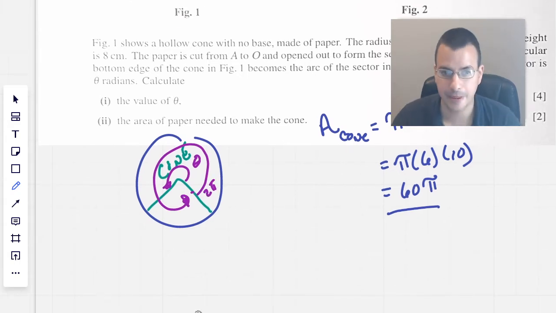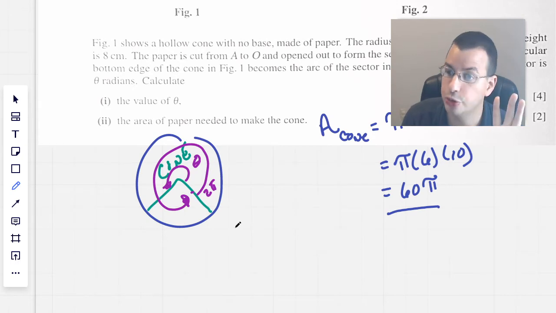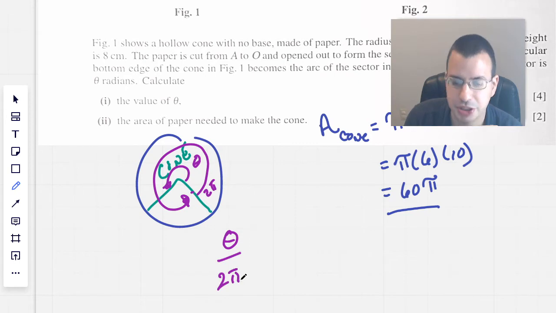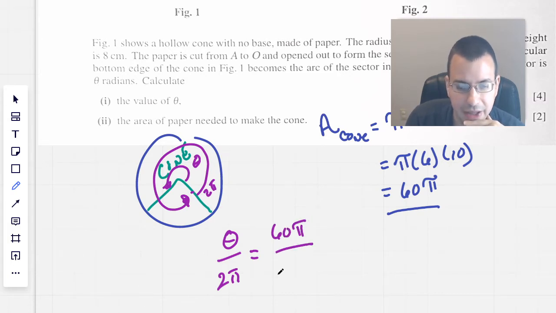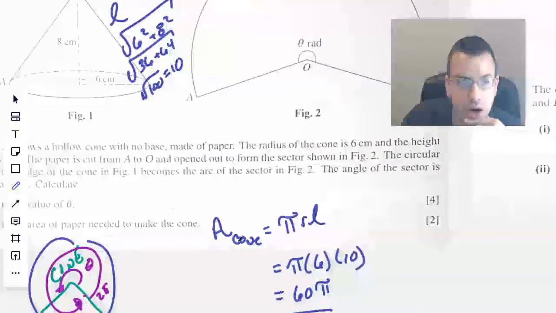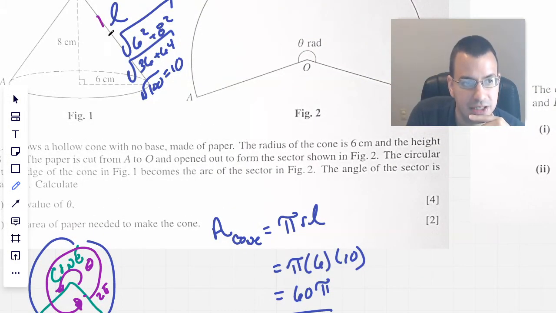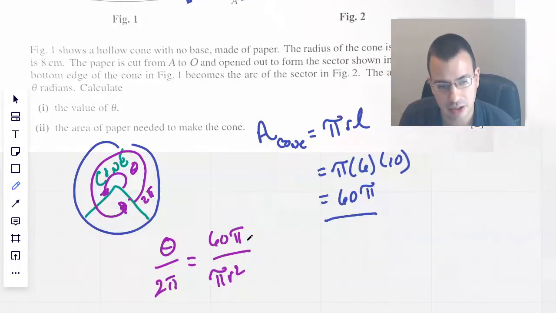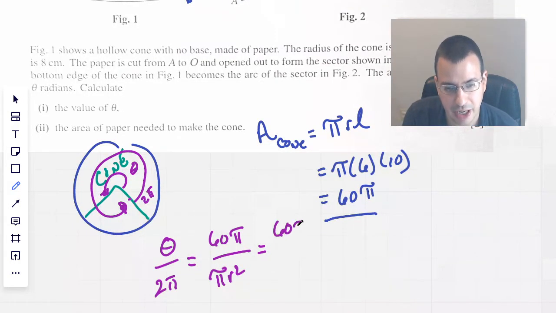The ratio of those angles will be the same as the ratio of the area of the cone to the area of the circle. So theta over 2 pi, which is a full circle of angles, equals the area of the cone, which we know is 60 pi, over the area of the circle, which is pi r squared. Here r is this length right there. This is L, and we know that L is 10. So this will be 60 pi over 100 pi, 10 squared.